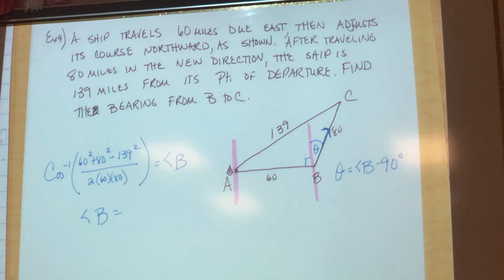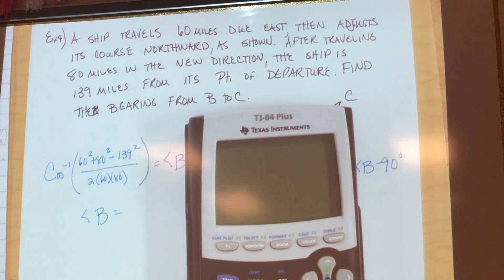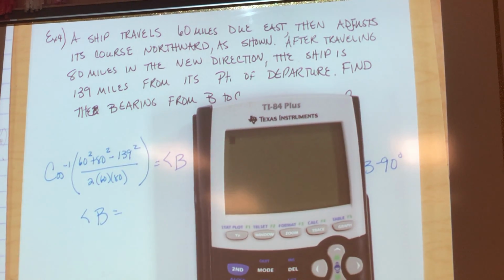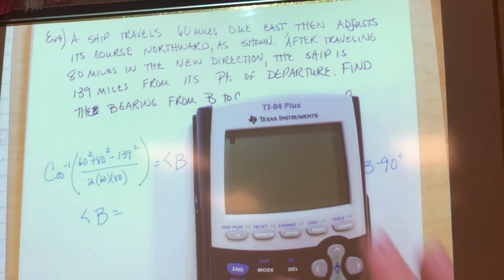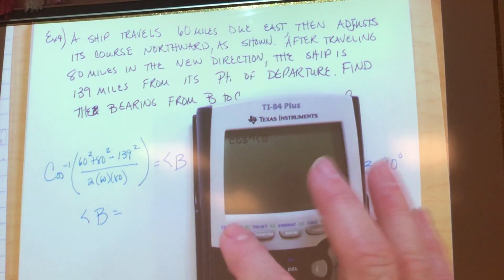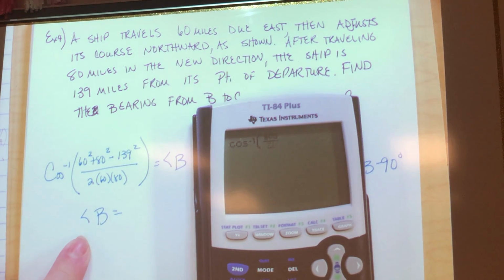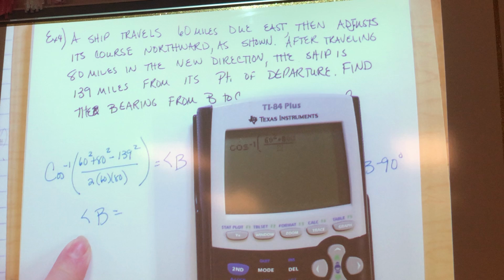Do you see how much easier it is when I do it without going A's and B's and C's and stuff? I don't have to know all the formulas. I can just find the relationship between the sides. Okay, so I'm going to go inverse cosine. Get my fraction. You go 60 squared plus 80 squared minus 139 squared, all over 2 times 60 times 80. 166.15.